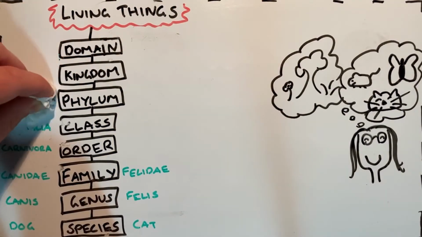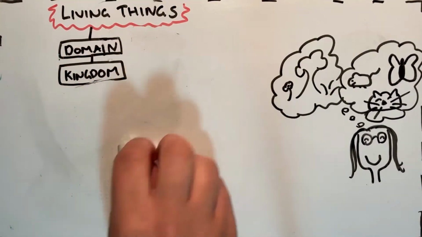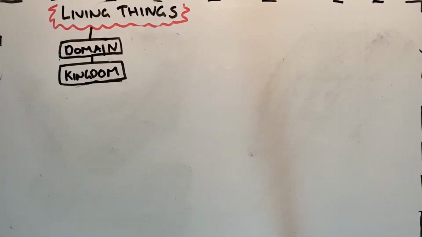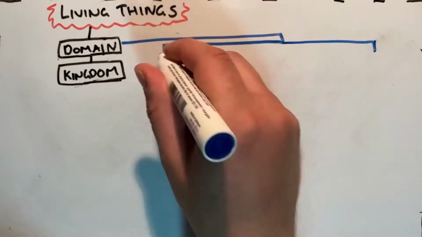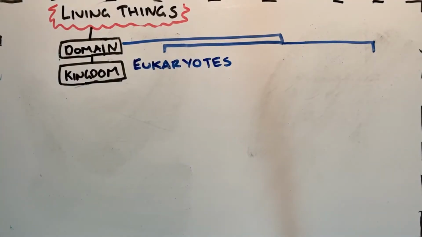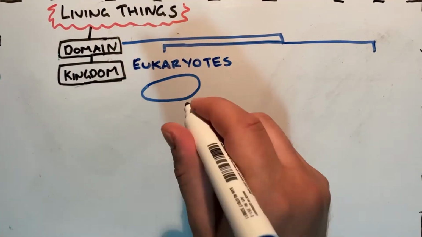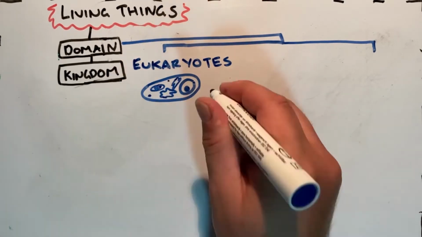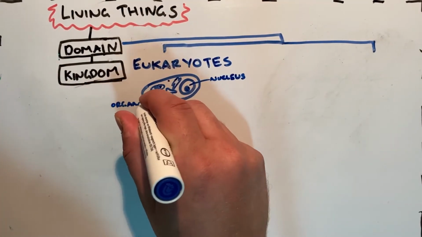So today we're going to go right up to the top of the tree. We're going to look at domains and kingdoms. So to start, there are two domains. The eukaryotes, and they have the typical cells that you've probably studied before. So there's a nucleus inside the cell that holds all the DNA information, and there's little specific organelles, such as the mitochondria that do specific functions.